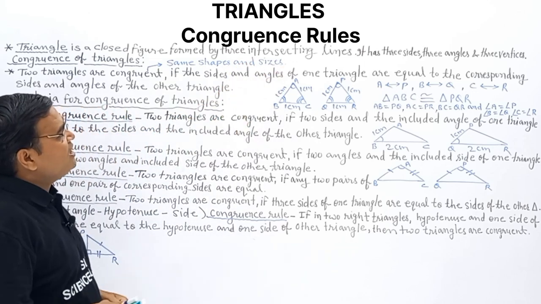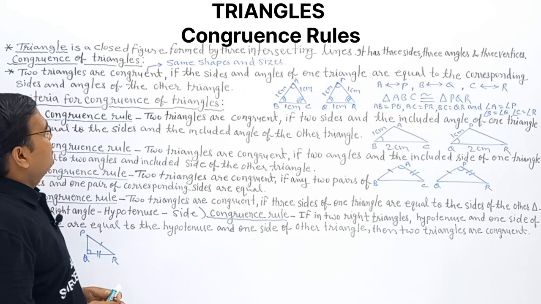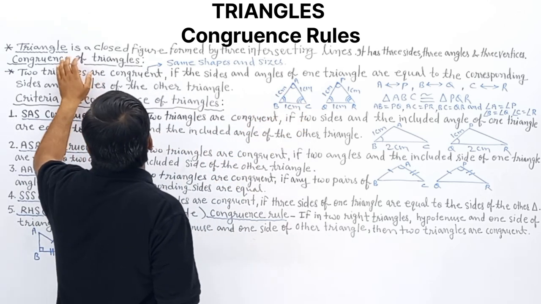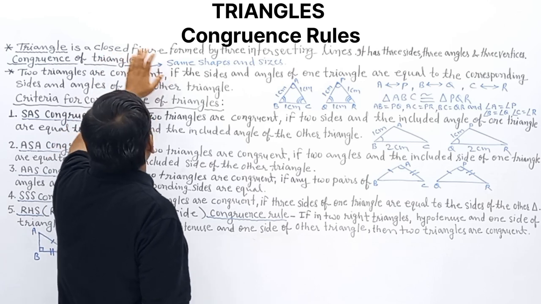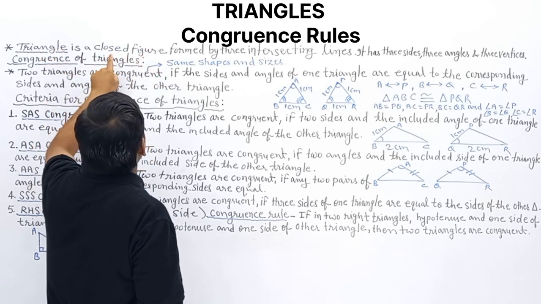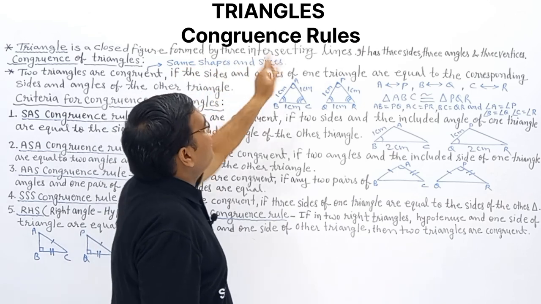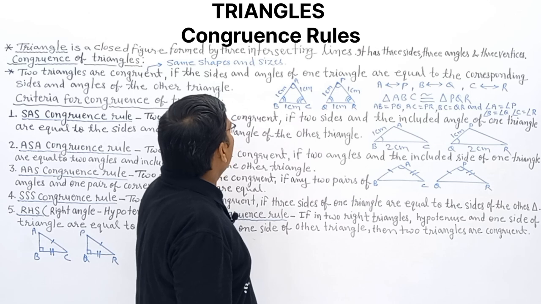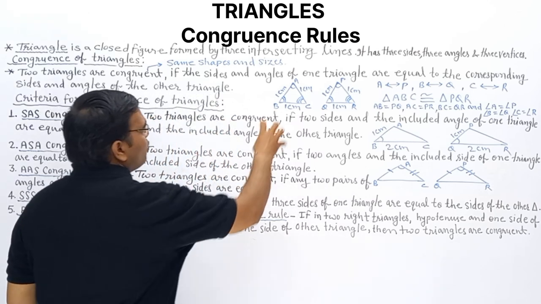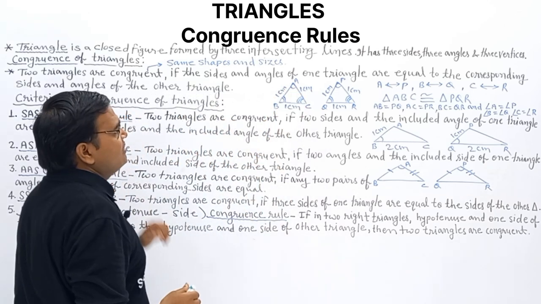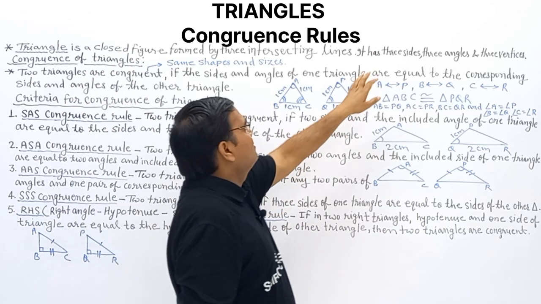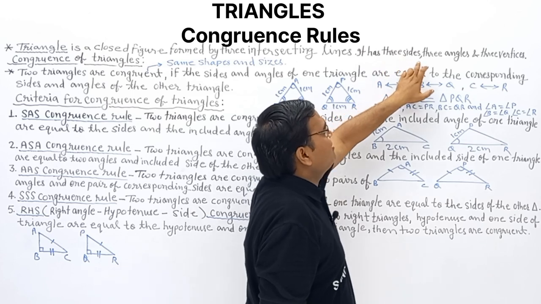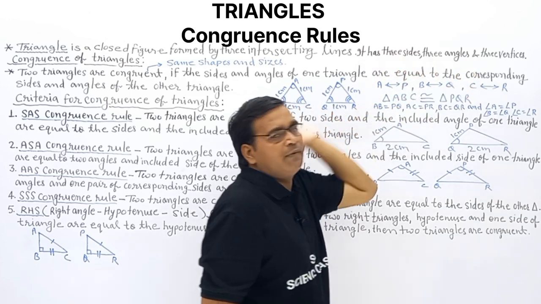Clear? Once we have three intersecting lines, then we get a closed figure, that is a triangle. So a triangle is a closed figure formed by three intersecting lines. Now, a triangle has three sides, three angles and three vertices.